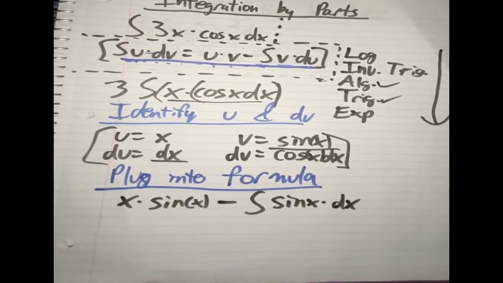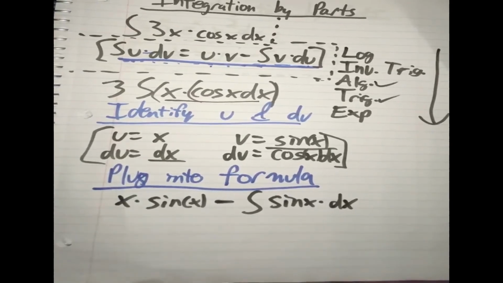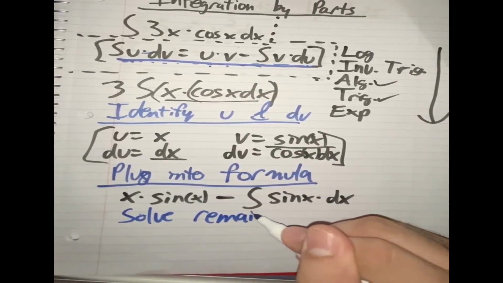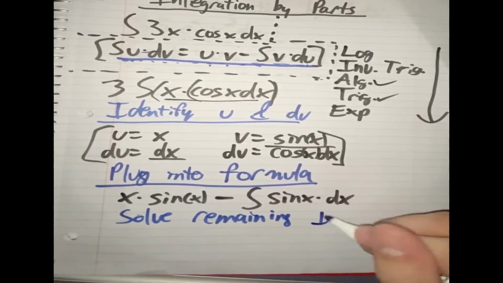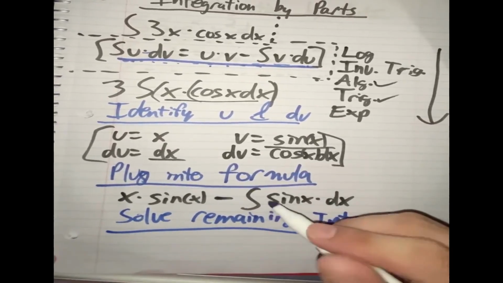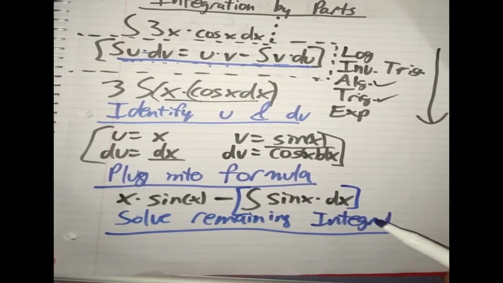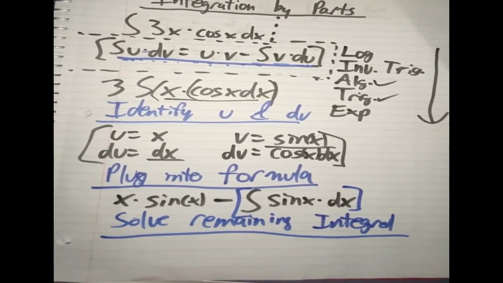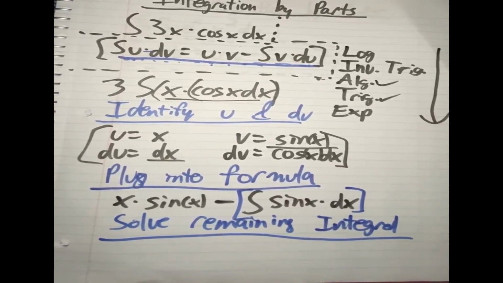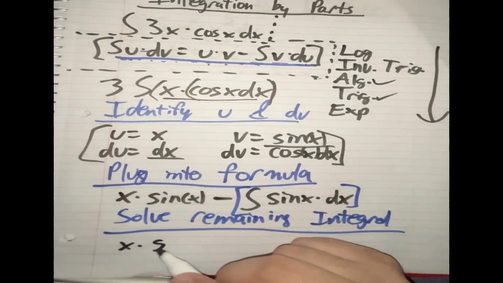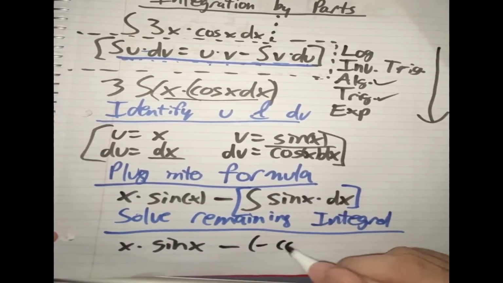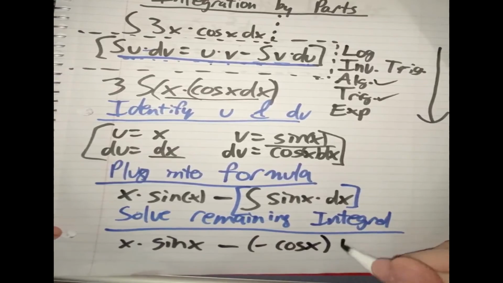Now the next step is to solve the remaining integral. Notice we have a sine of x right here, inside the integral sign, sine of x times dx. All we do now moving forward is get rid of the integral sign and apply the plus c. So x times sine of x minus the integral of sine of x, which is negative cosine of x, and all of this plus c.